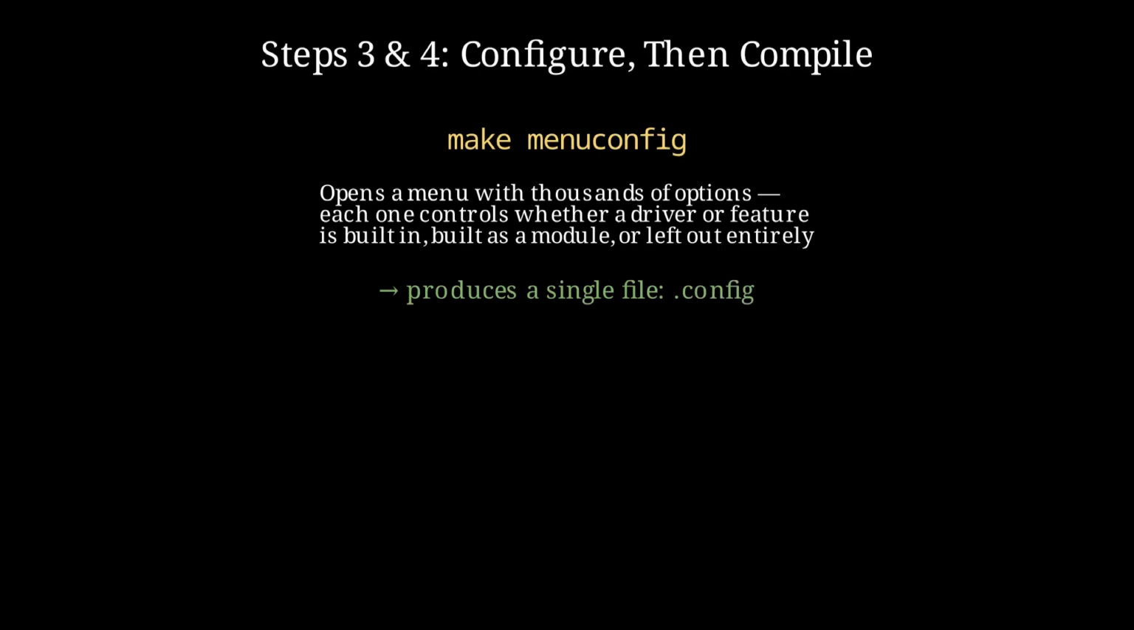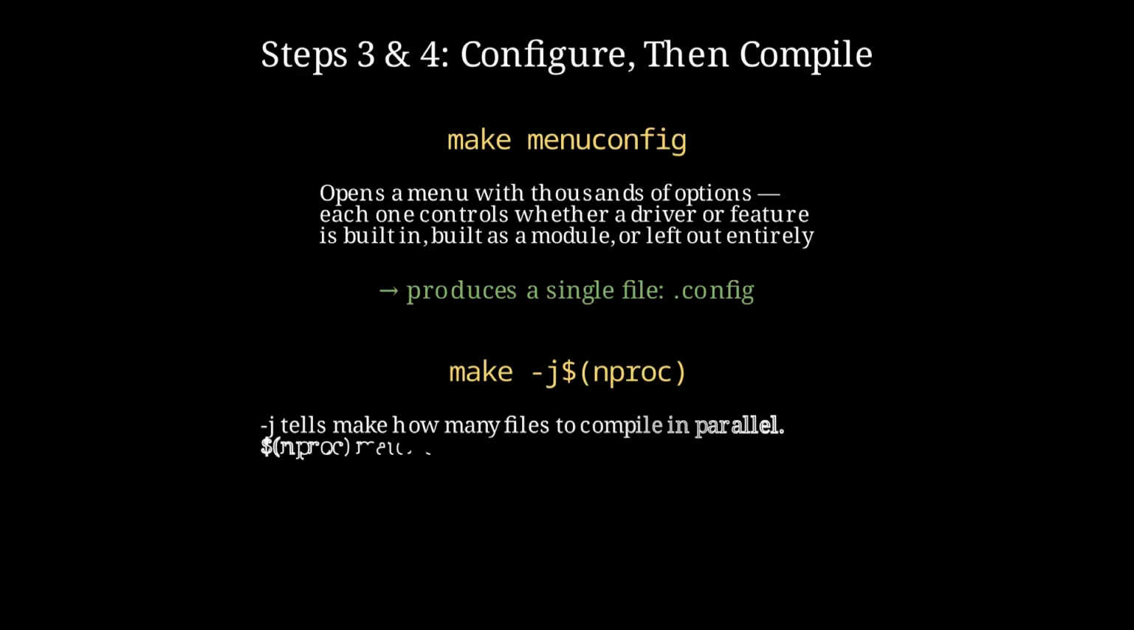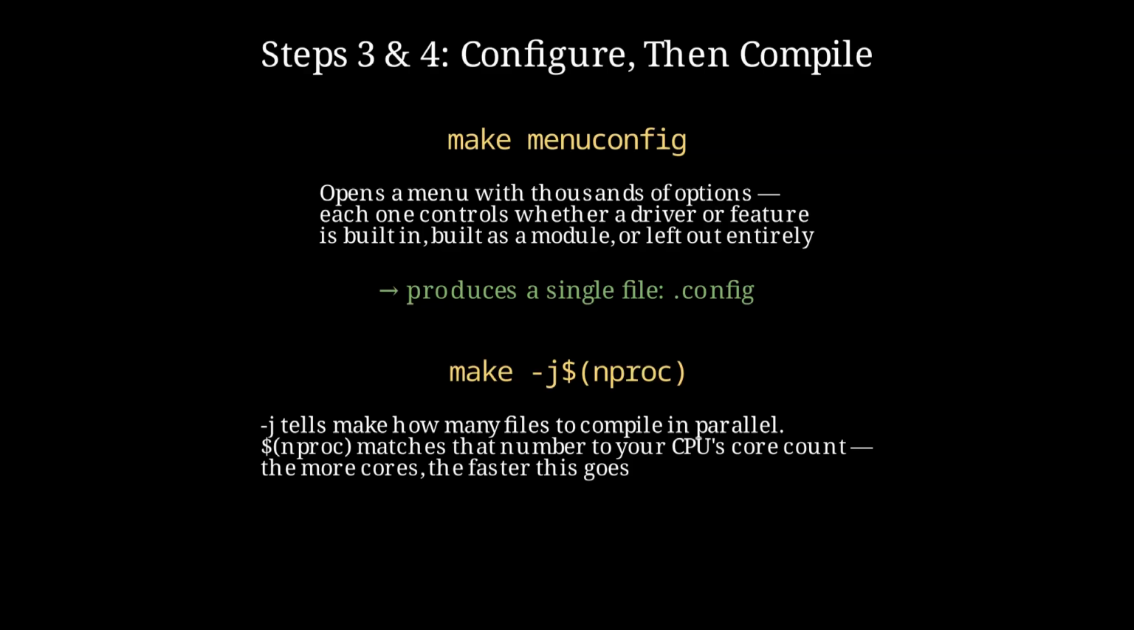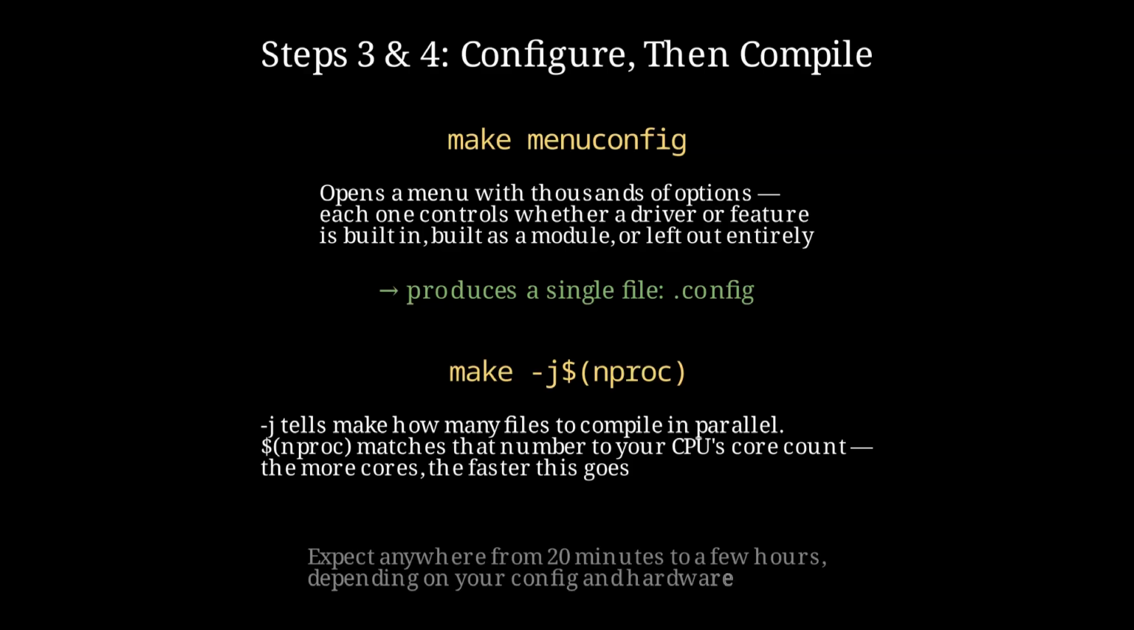Once it's set, make -j$(nproc) reads that config and starts compiling. The -j flag tells make how many files to compile in parallel, and nproc matches that number to your CPU's actual core count. More cores, faster build. Depending on your configuration and your hardware, expect this to take anywhere from 20 minutes to a few hours.